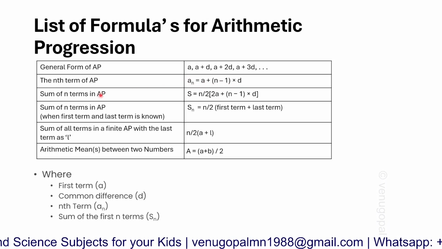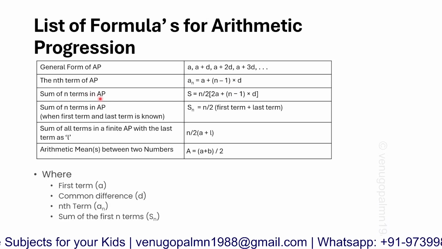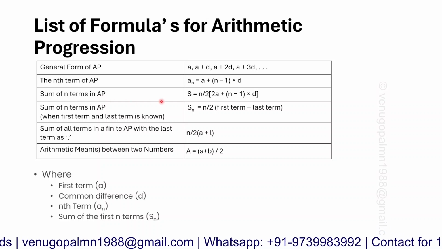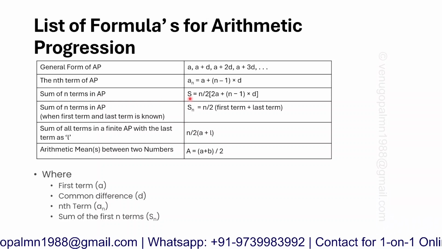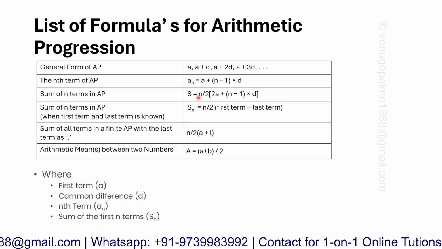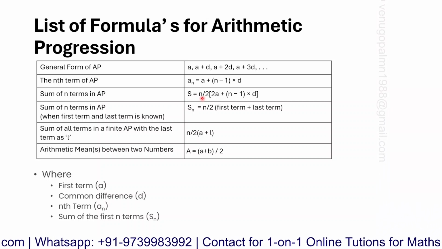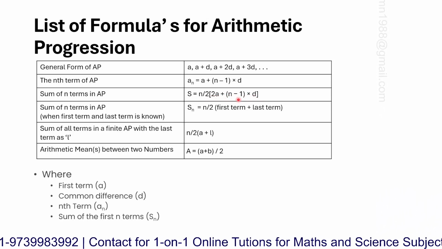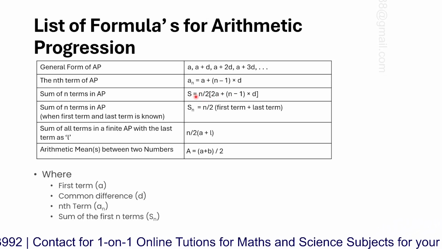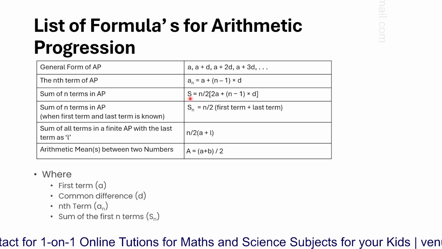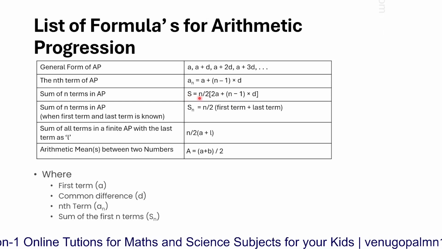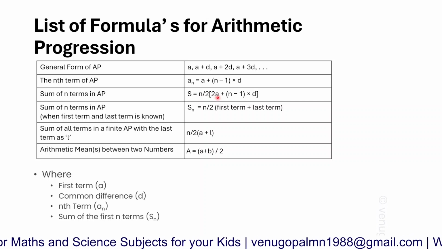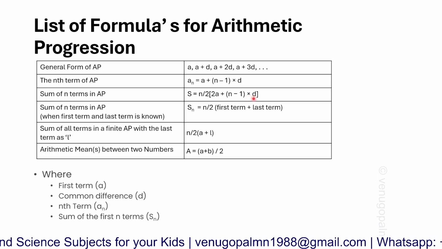Now if you want to find the sum of n terms in an arithmetic progression, meaning you have a series of 4 or 5 or n number of terms and you want to find the sum of all the terms, the formula is S of n is equal to n divided by 2 into 2a plus n minus 1 into d. This is the formula you are supposed to use. In this formula, to come up with the sum of all the n terms, you need to know n, till which term you want to find the value. a is your first number of the series and d is the common difference of the series.